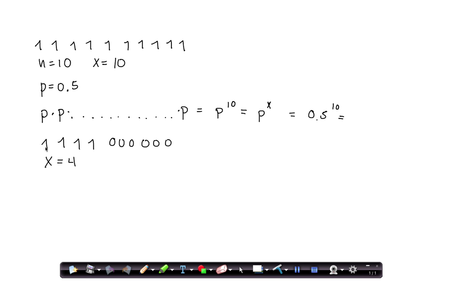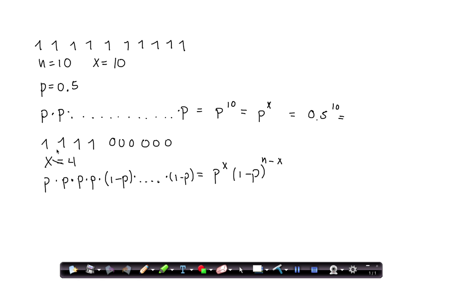So what I do is exactly the same as up here. I say p times p times p times p. That was the four hits, these first four draws. And then I need the probability of getting 0. If the probability of getting 1 is p, then the probability of getting 0 is 1 minus p. And I get in total 6 of those multiplied together. So if we merge this, we get p to the power of x, where x is 4. And then there are 6 of these, so that's (1 minus p) to the power of n minus x. Well, in this case, I missed something.